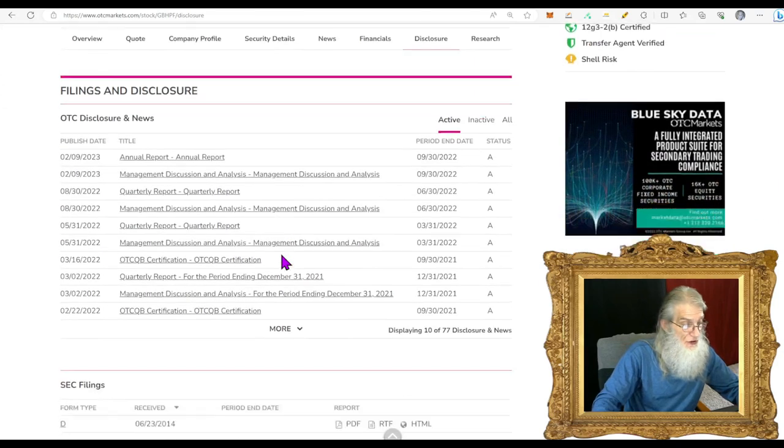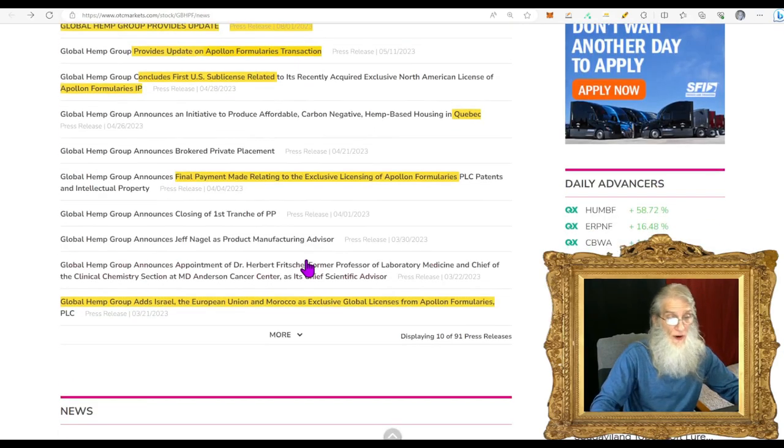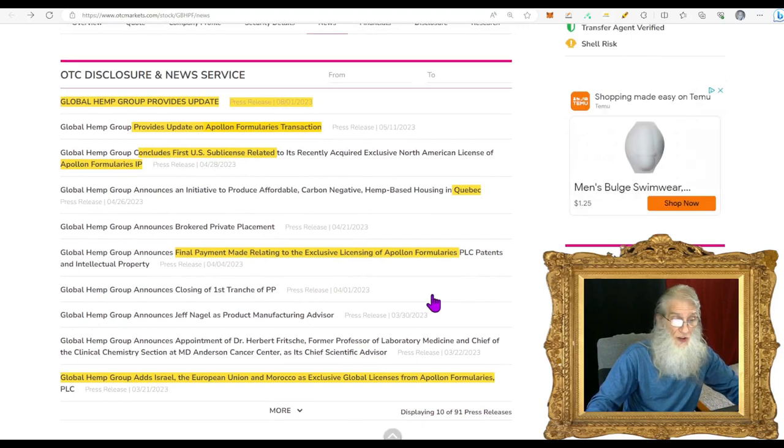Taking a look at the disclosures, we don't have anything here. So let's jump on over into that news. Now there's a lot of news we could catch up on, but I've only scrolled back here to March. They tell us here that the company is adding Israel, the European Union, and Morocco as exclusive global licenses from Apollon formularies. They are working with this company and they're doing more and more with them. And that's what a lot of this news is about.